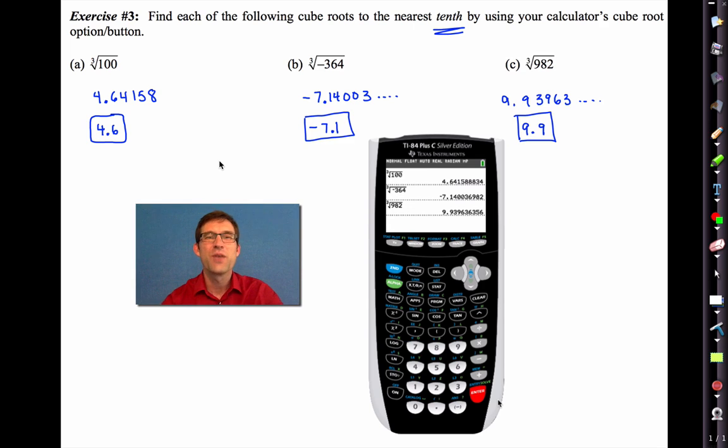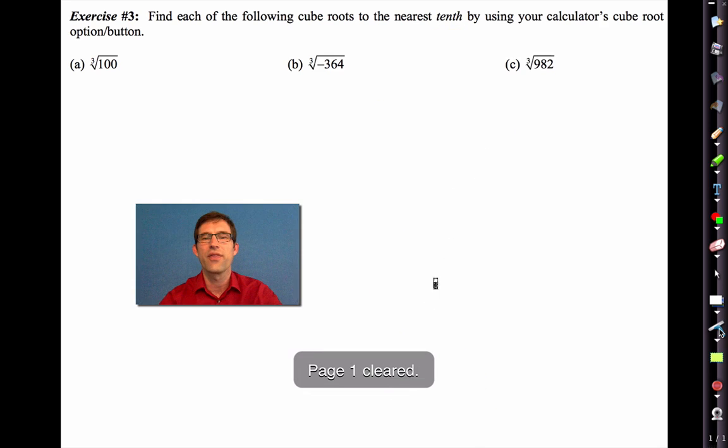Anyway, why don't we get rid of the TI-84 Plus and the text all at the same time? We can make that magic happen. Pause the video now, copy down anything you need to. And let's get rid of it all. Ready? 1, 2, 3, gone. Thank you, TI-84 Plus. All right, let's move on to the back side of the sheet.